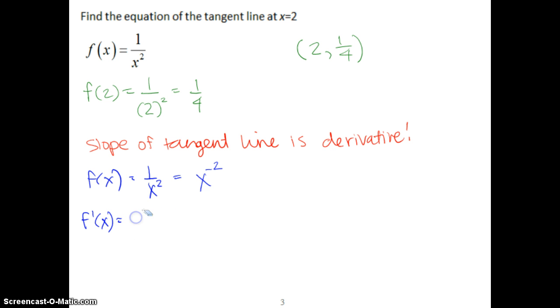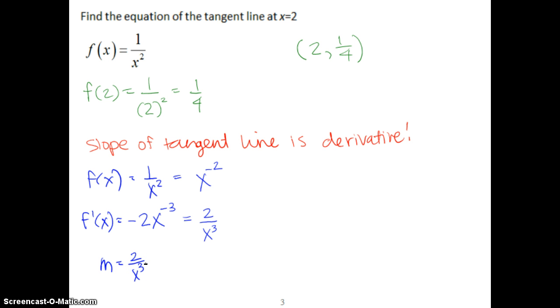The derivative here, we're going to take that negative 2 and bring it down to the front. So negative 2x, and then what is negative 2 minus 1? That's negative 3. So the derivative of 1 over x squared is going to be negative 2x to the negative 3. So now we can put that back in fraction form, which means that x to the negative 3 needs to go back to the denominator. So this is going to be negative 2 over x cubed. So that is the slope of the tangent line. So m equals negative 2 over x cubed.